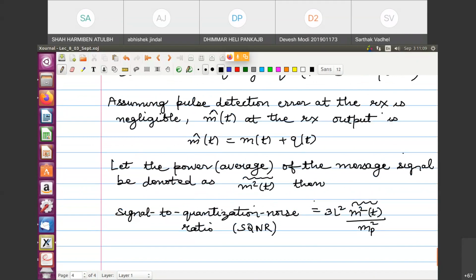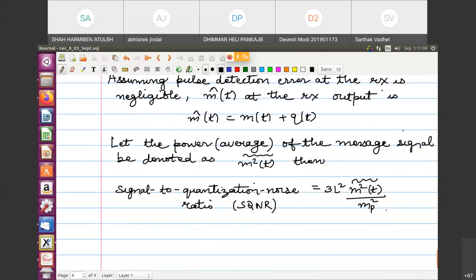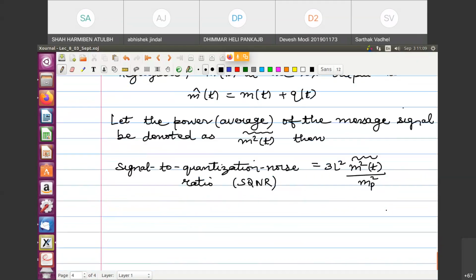But this is not the only way. You can use SNR as well. Then you have to be specific that for this SNR, the noise is quantization noise, if you are using this expression for SQNR.